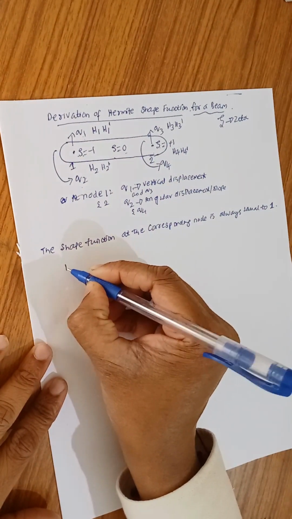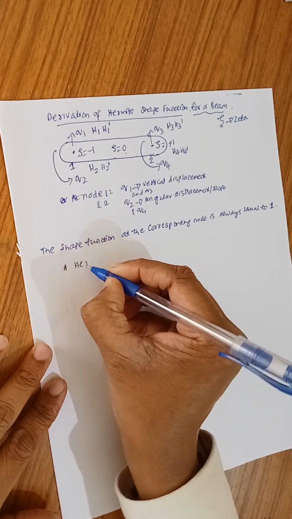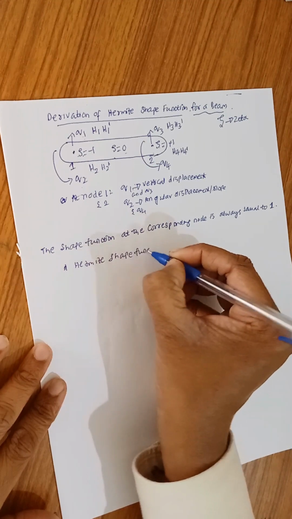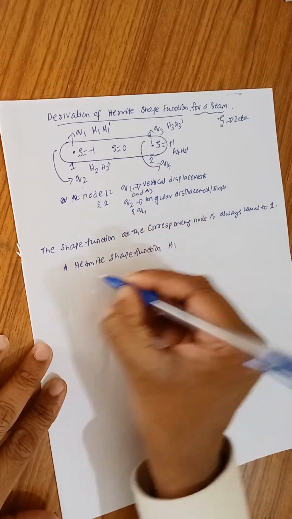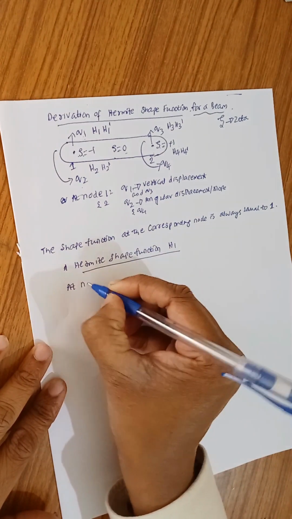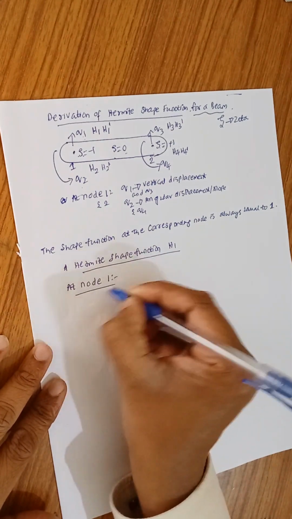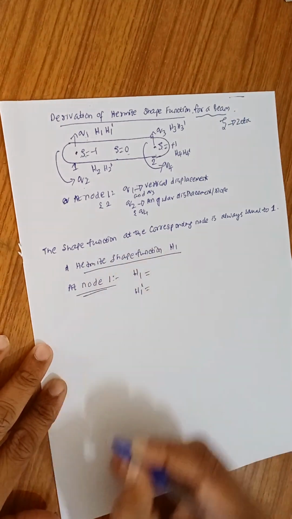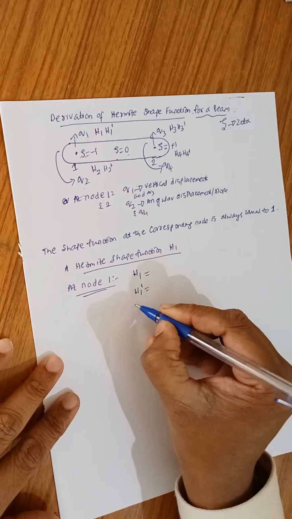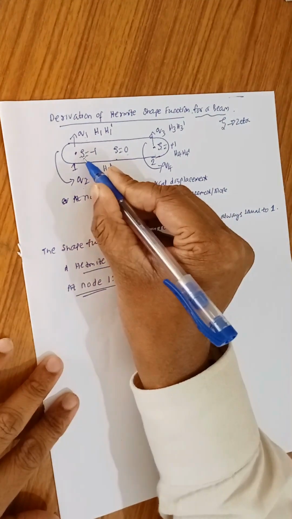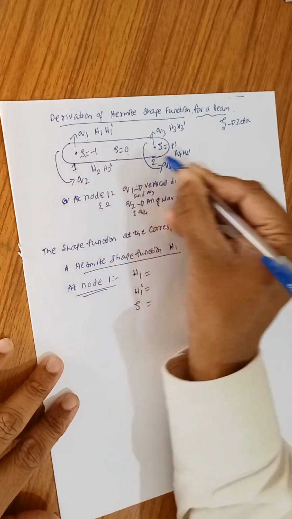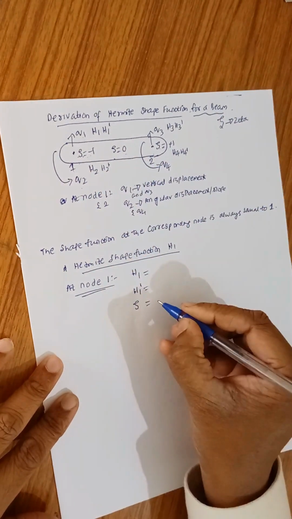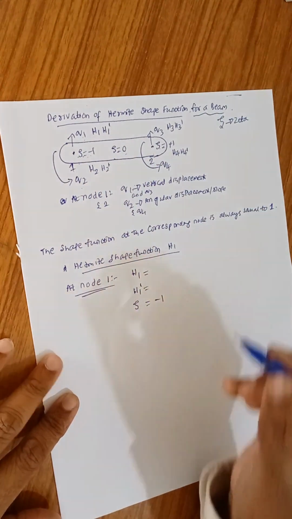Now first let me write the shape function h1, that is Hermite shape function h1. Now let's try to know its values at node 1. So at node 1, what is the value of h1, and also at node 1 what is the value of h1 dash? So that one you have to know, and also you have to know what is the value of zeta. Okay, so the value of zeta is clear here. This is node 1, this is node 2, and the value of zeta at node 1 is -1. So what is the value of h1 and h1 dash?